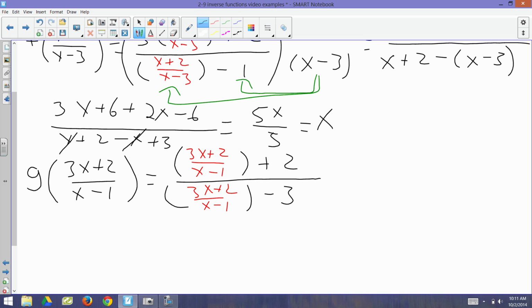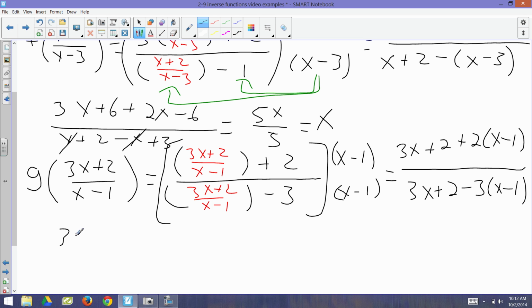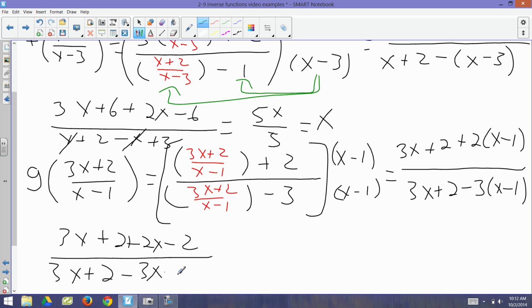Neaten it up. So I'm multiplying top and bottom. And when I do that, I end up with 3x plus 2 plus 2 times x minus 1 over 3x plus 2 minus 3 times x minus 1. So let's neaten this up a little bit. I have 3x plus 2 plus 2x minus 2 on the top. Denominator, I have 3x plus 2 minus 3x plus 3.